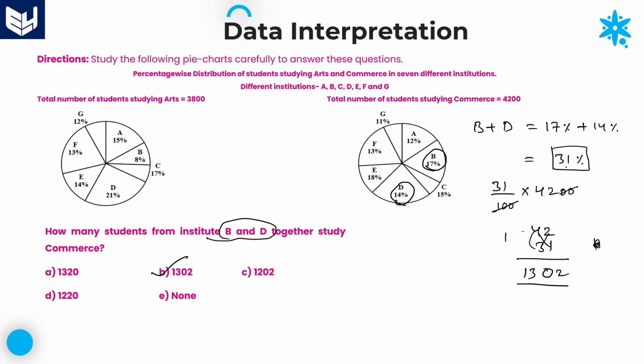It means 31% of 4,200 value, we got it as 1302, which is option B. Option B is the right answer for this question.